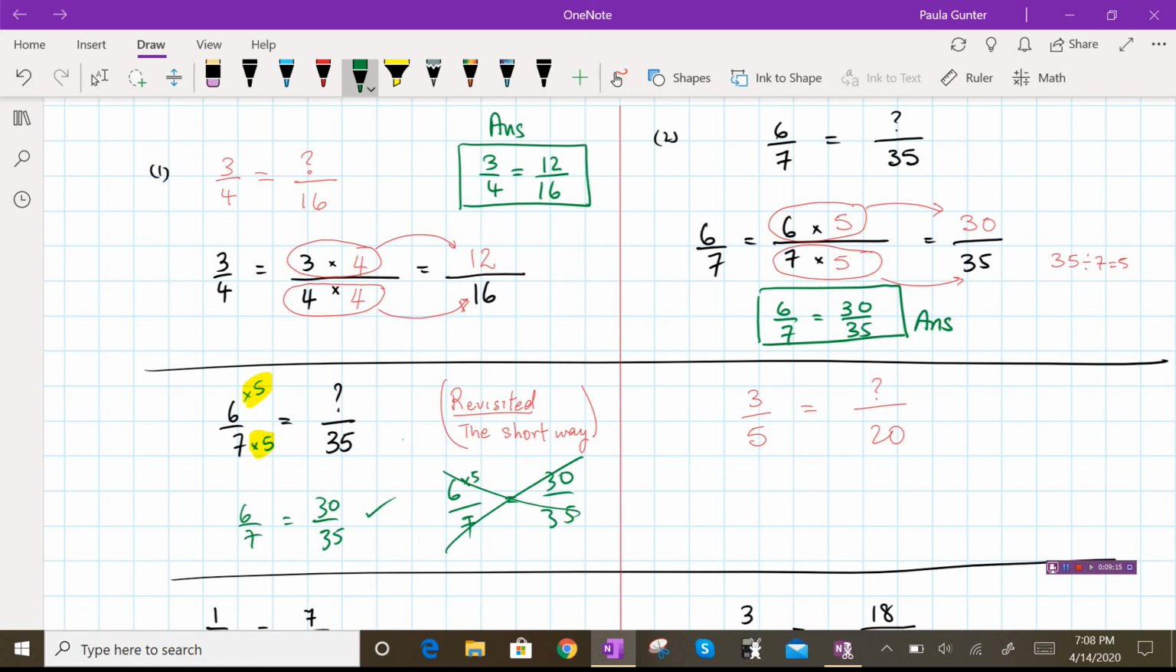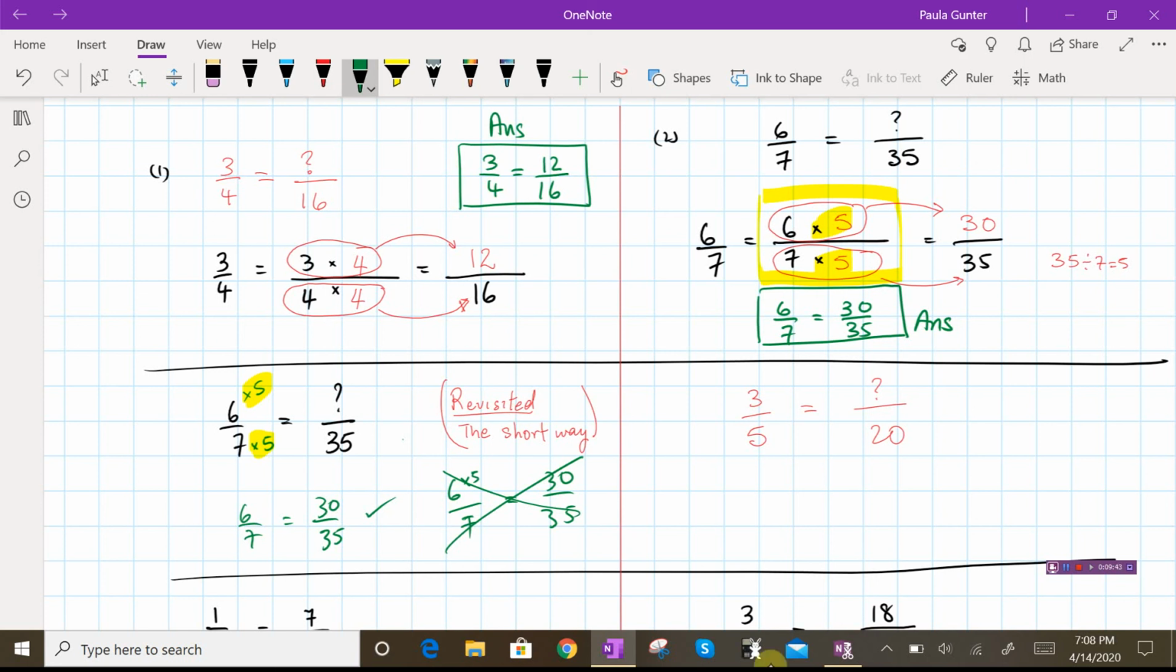Alright. But we can do things the short way as long as you show me that multiplication by the same number, whether you do it the long way where you have that middle part here, or you just simply put what you are multiplying by in both cases. Let's try that short way here.